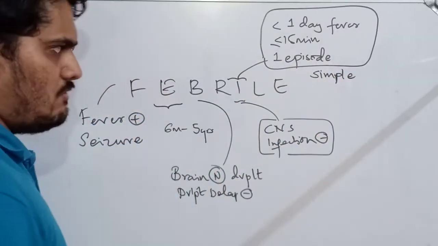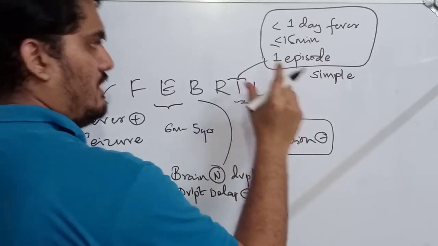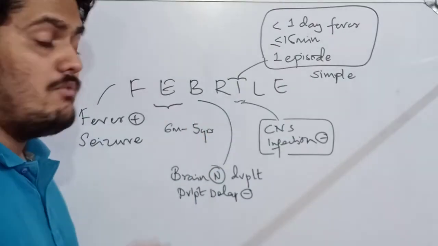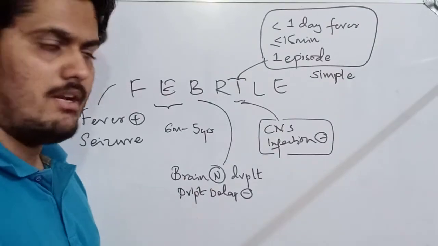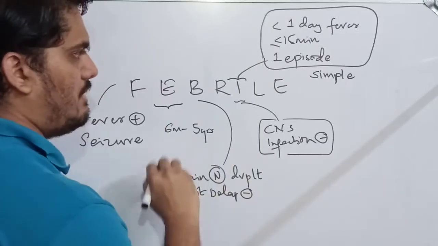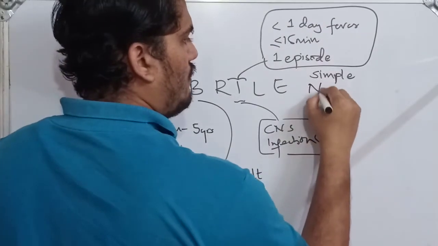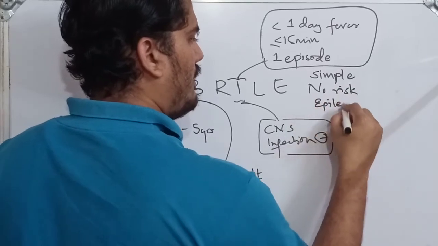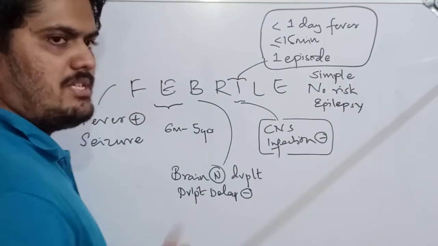Why is it important to know this? If the seizure follows this pattern, only one episode within 15 minutes and within 1 day of the fever, we call it a case of simple febrile seizure, and it has no risk of epilepsy in the near future.